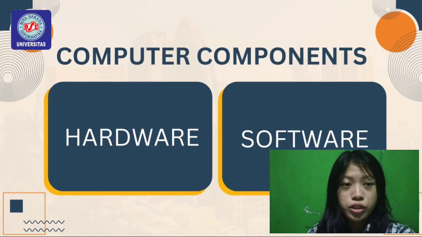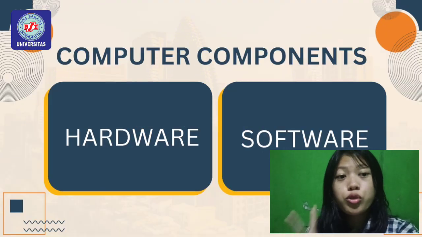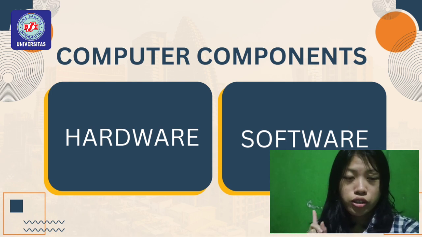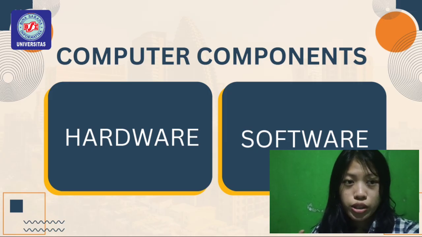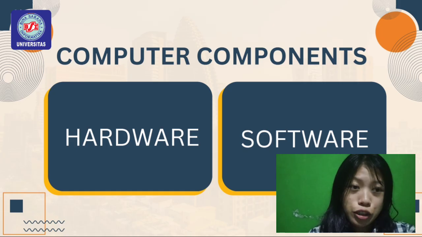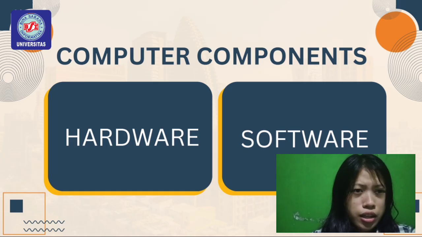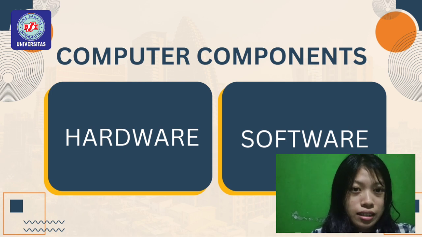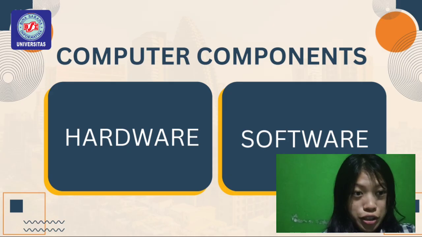Number 2 is computer components. Computers have two main components: number 1 is hardware and number 2 is software. Hardware contains a CPU. CPU stands for Central Processing Unit. The CPU is the brain of the computer, tasked with processing data. And then RAM. RAM stands for Random Access Memory. RAM is temporary data storage while the computer is working, like your files, pictures, and videos.